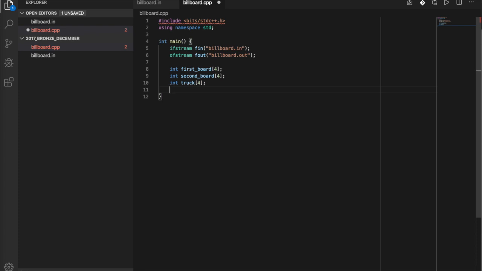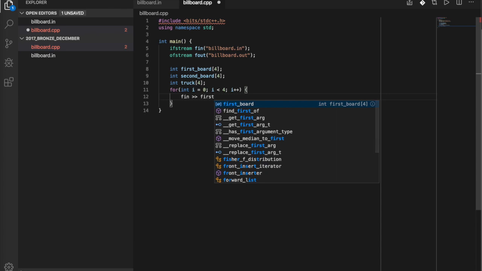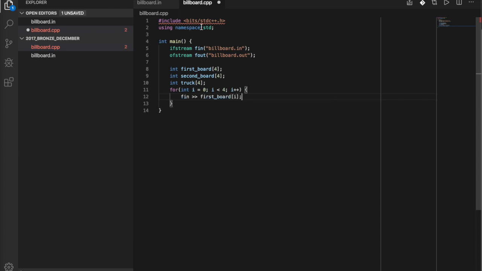So now what we can do is we can have a for loop instead of having to type every single time. We can have a for loop to take the inputs from the file and put them right into the array. So you can say f into the first board of i, and this will do that. And just copy this for the second board and the truck.